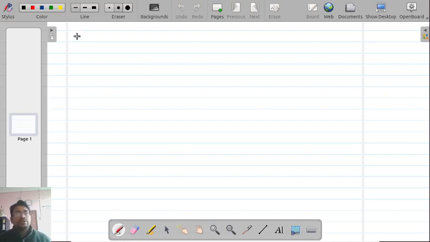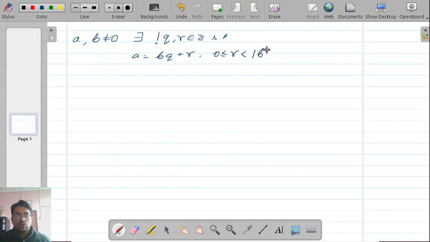Hello dear students. So yesterday we had done the division algorithm, and we have seen how, given any two integers a and b, where b is non-zero, there exist unique integers q and r inside Z such that a is equal to bq plus r, where r lies between 0 and modulus of b. So that was basically the division algorithm.